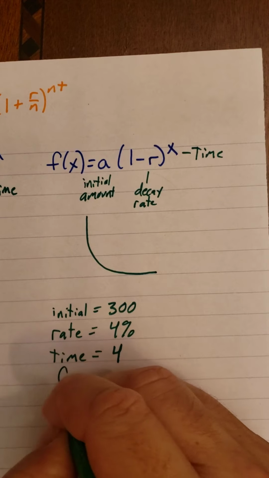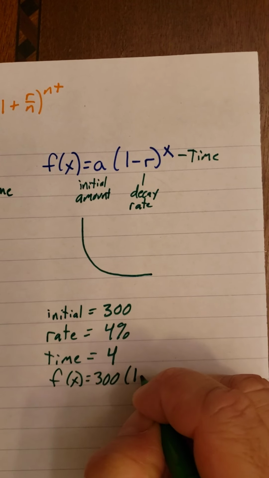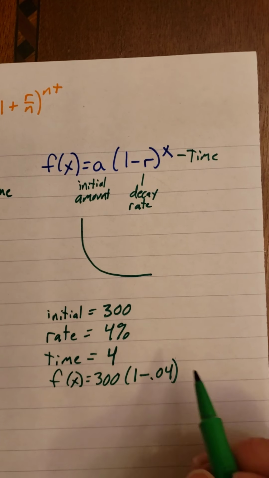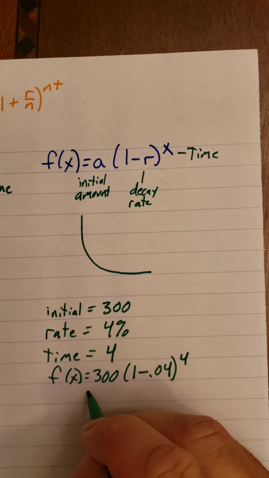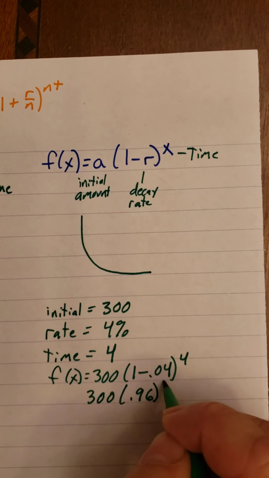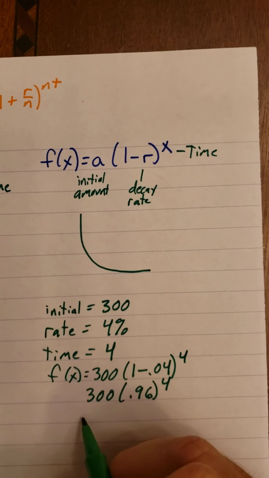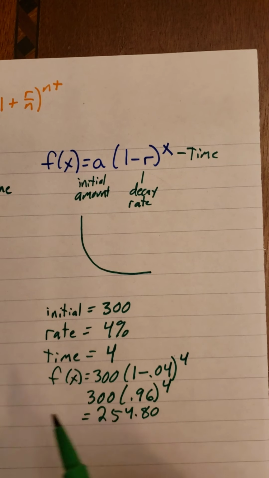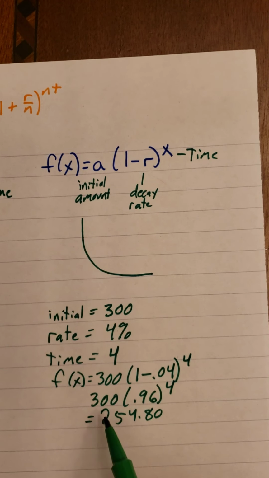So this would end up giving you f of x equals 300, in parentheses, 1 minus 0.04. Make sure you put the minus in there because it's going to be decay. And then we've got an exponent of 4. Simplifying further, we got 300 times 0.96 to the fourth. And when I do this, I come up with 254.80.